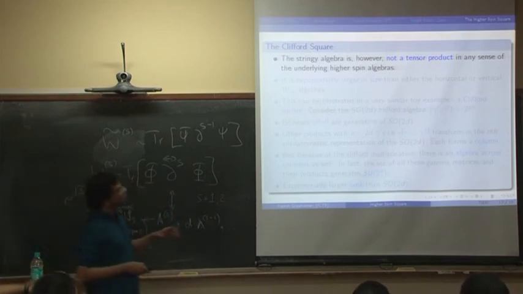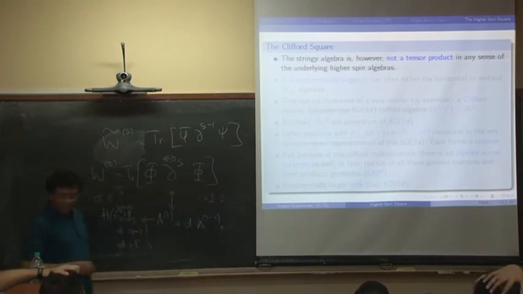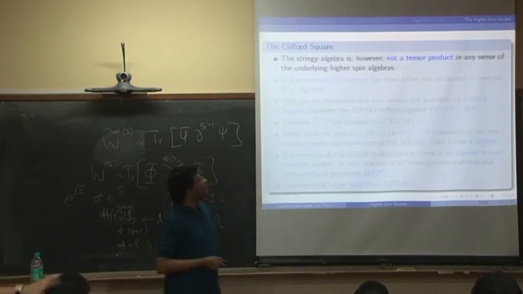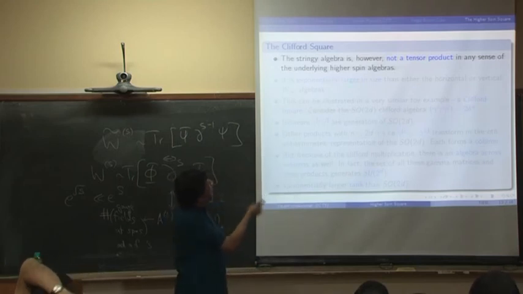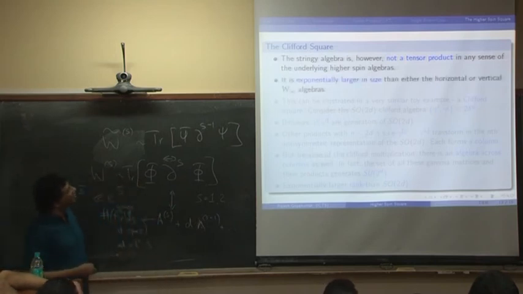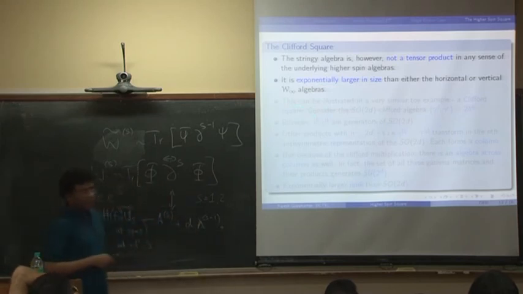Actually, it's this finite dimensional analogy. It is not a very precise analogy, but it will capture some aspects of it. As I said, it's not a tensor product of the underlying higher spin algebras in any sense. And it's exponentially larger in size than either the horizontal or the vertical algebra.